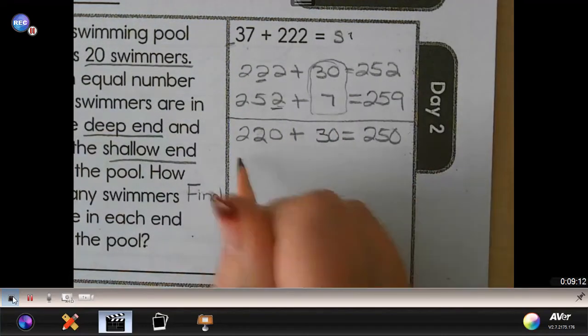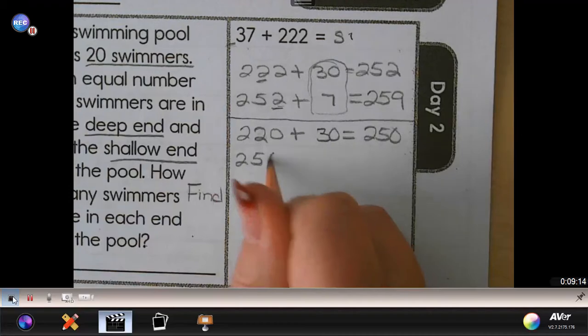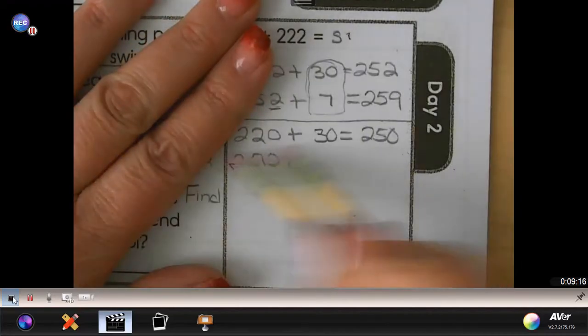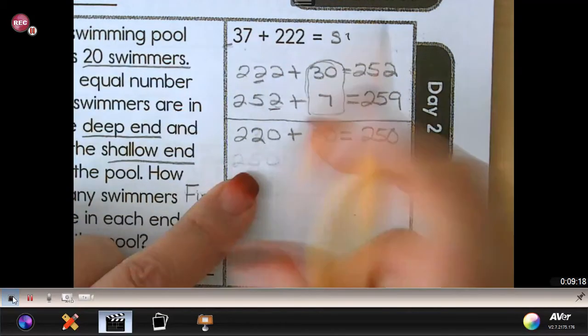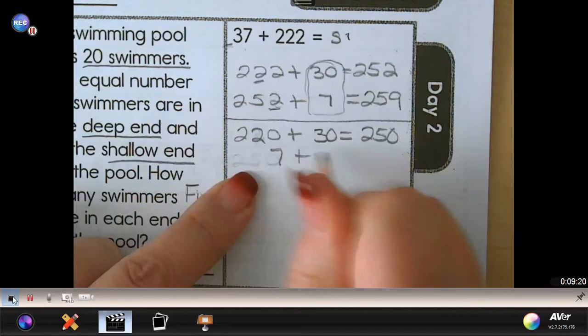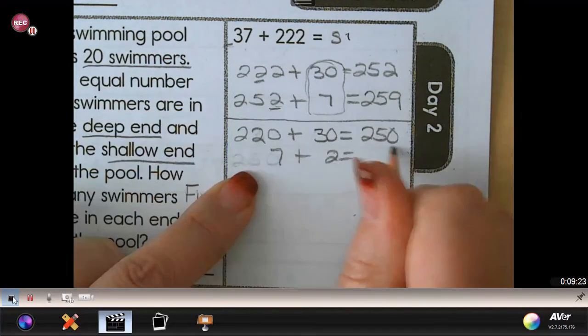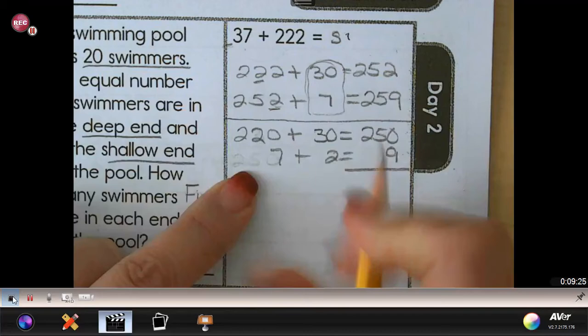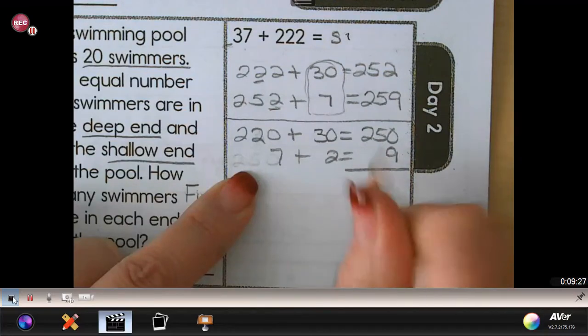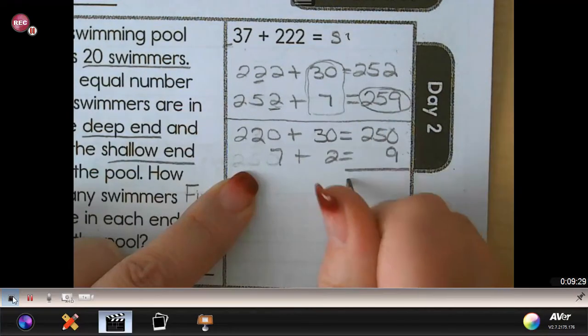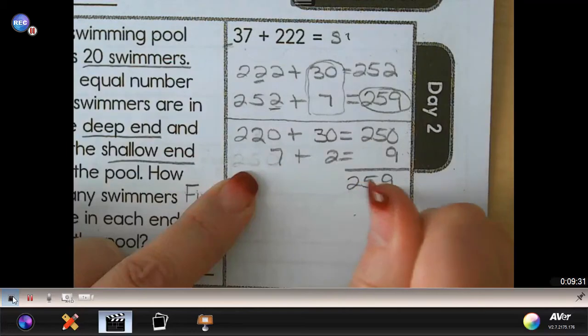But now I'm going to take that 250, or excuse me, now I'm going to take my ones, and I'm going to add my ones as 7 and 2, and that's going to give me 9. And when I put the 250 and the 9 back together, I get 259.